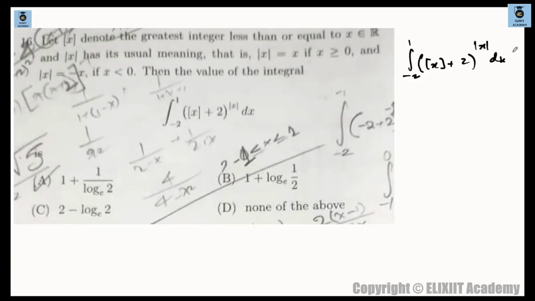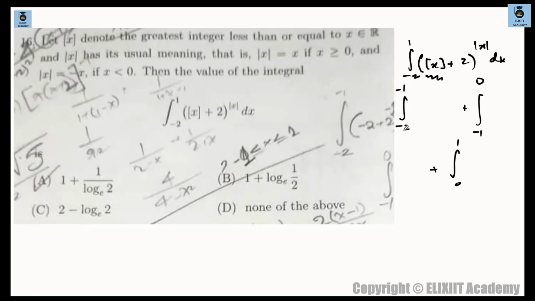You just need to evaluate this integral by breaking the box function. Integration goes from -2 to 1, and the box function breaks at integer points. So first of all, we separate this and write it as -2 to -1, then from -1 to 0, and then the third one from 0 to 1. That's how we break this, and then we decide the rest.